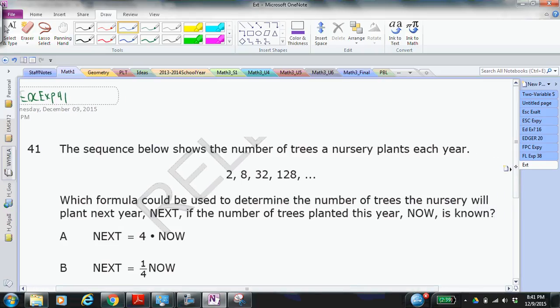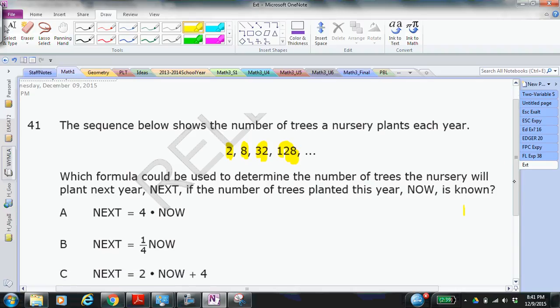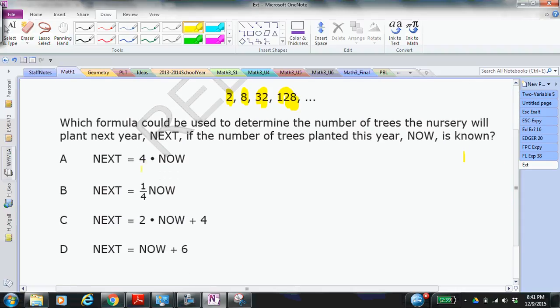Now next rule, what's happening to get from 2 to 8? Multiply by 4. 8 times 4 is 32, 32 times 4 is 128, so the next equals now times 4.